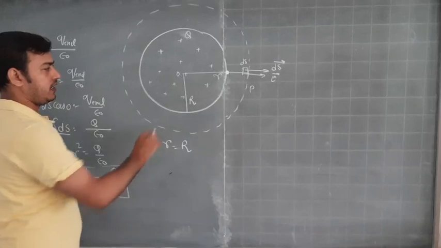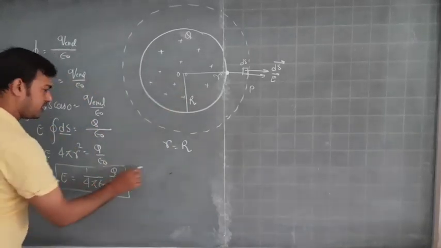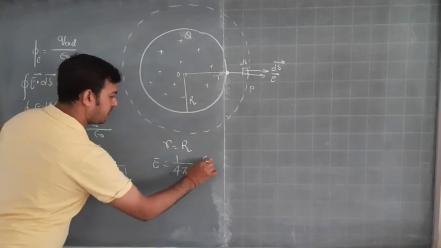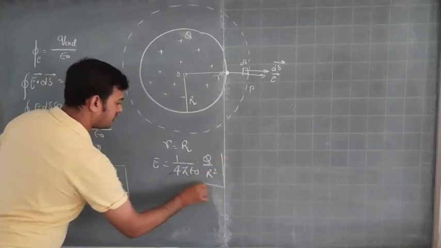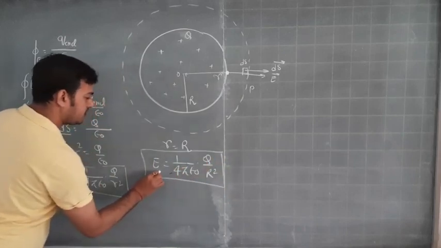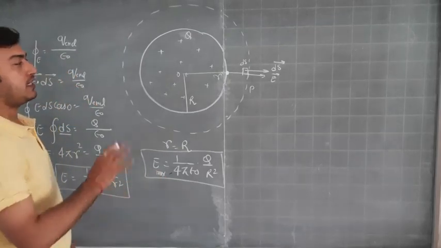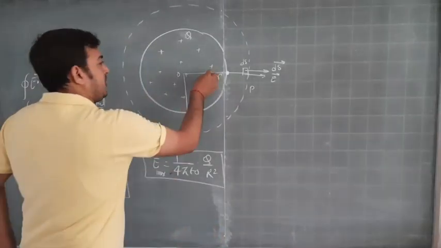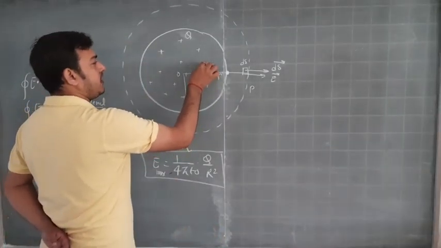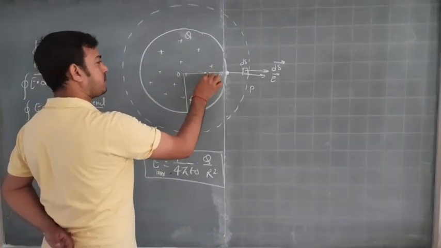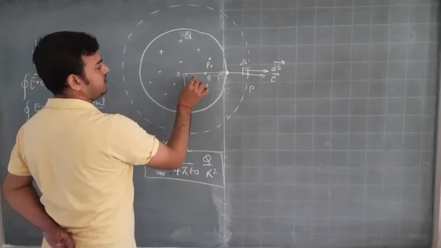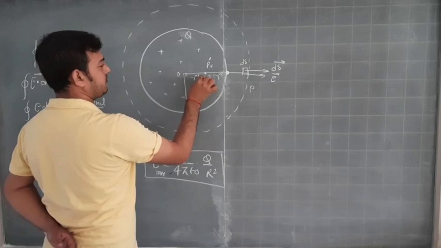Now, if I go to the surface of this non-conducting sphere, I can simply write small r as the radius of this sphere, and this formula turns to E equals 1 by 4 pi epsilon naught Q by R square. This electric field is the maximum electric field, that is, the field on the surface of the non-conducting sphere. Now, the interesting thing is a point that is inside this non-conducting sphere. Let me take the radius of this as r dash.